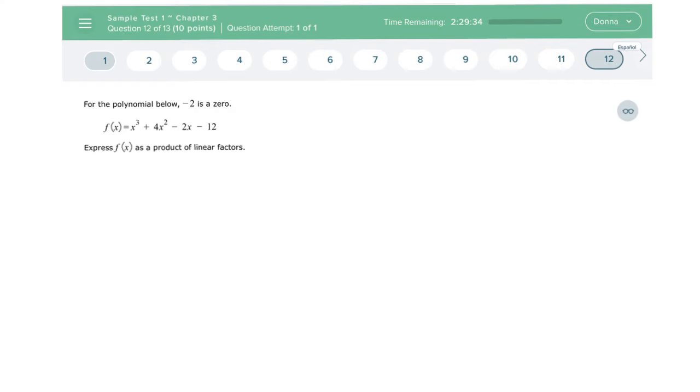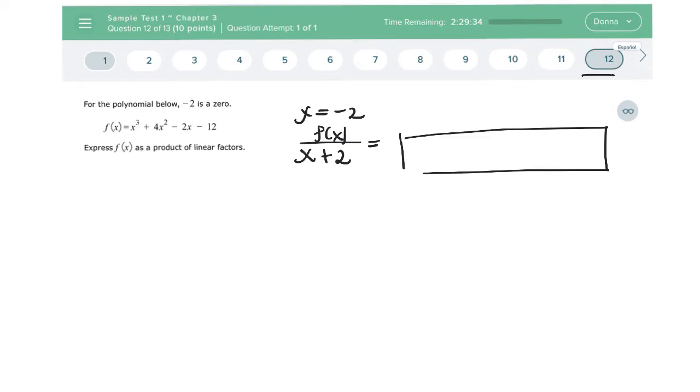I'm going to be doing problem number 12 on sample test 1, where we're given a polynomial and we know a 0 and we want to find the other linear factors. So knowing that negative 2 is a 0, we can use synthetic division to find the quotient. Or a better way to say that, we can use negative 2 to find out what would be the coefficients for the factor x plus 2 if you divide f of x by x plus 2. So using synthetic division is going to help us come up with that resulting quadratic. So let's do that.